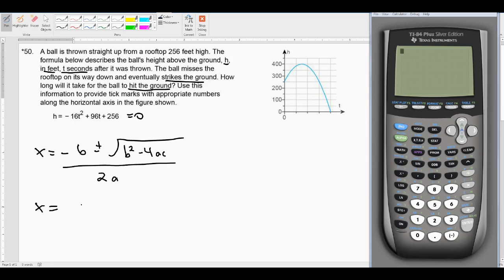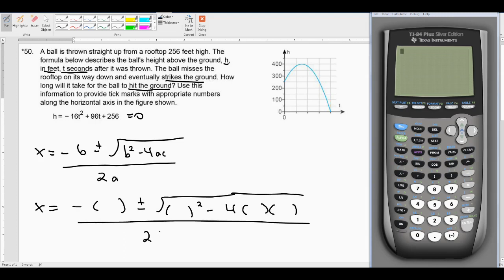Now I like to write this without having any variables in it. That's what I always do, no matter what. Since this is already in quadratic form, a is in front of the t squared, which is negative 16, b is in front of the t, and c is the constant. So I just throw in the numbers. B is 96, A is negative 16, and C is 256.